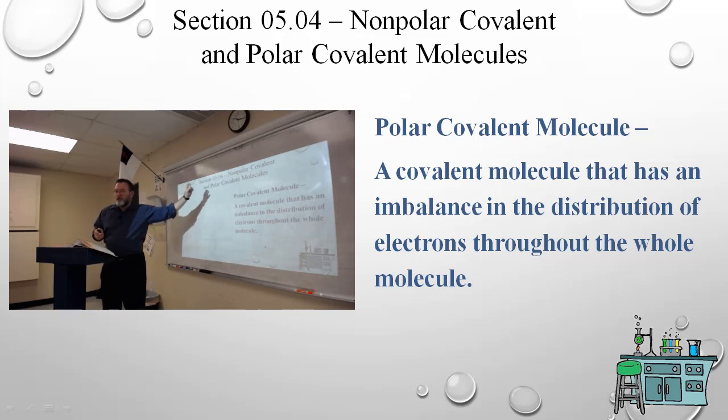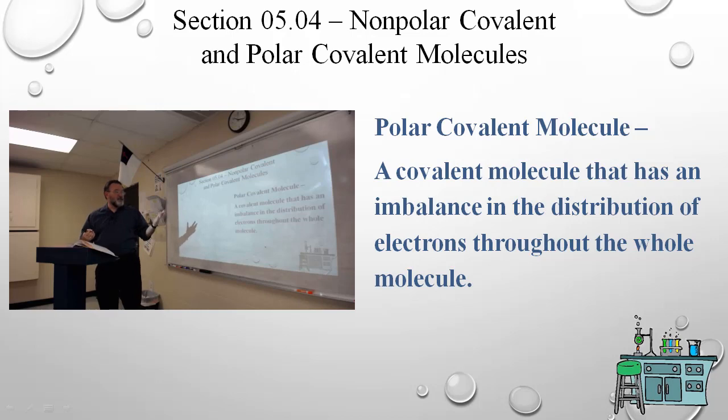Polarity means there's a charge differential most of the time. So think of it that way. It has poles because it tends to have a distinct positive or negative side. So a polar covalent molecule is a covalent molecule that has an imbalance in the distribution of electrons throughout the whole molecule. Remember, for the bond, the electrons are not evenly shared. For the molecule, the electrons are not symmetrically placed, is a way to think of it.